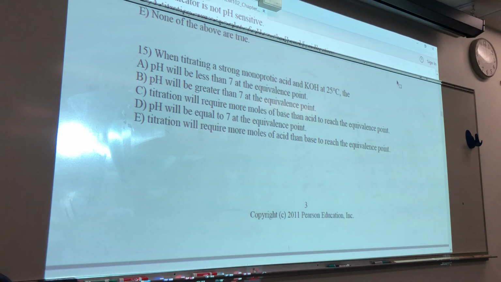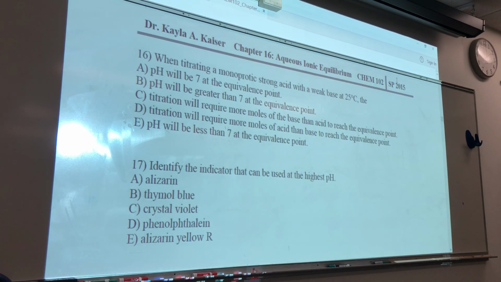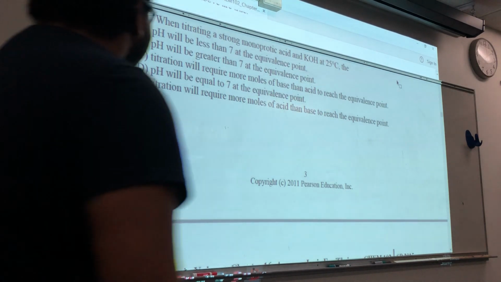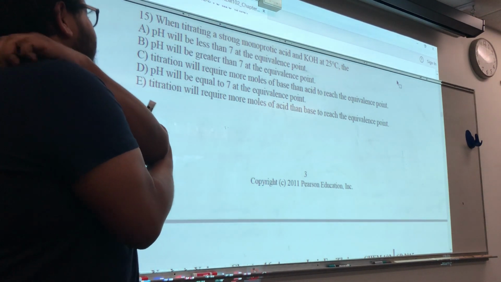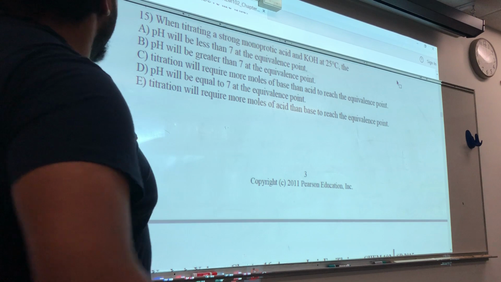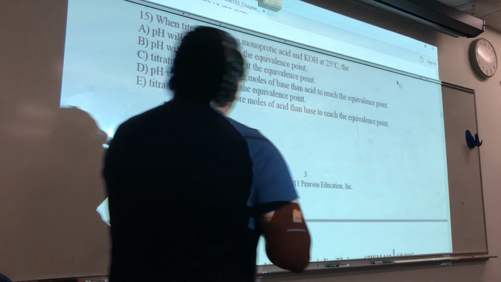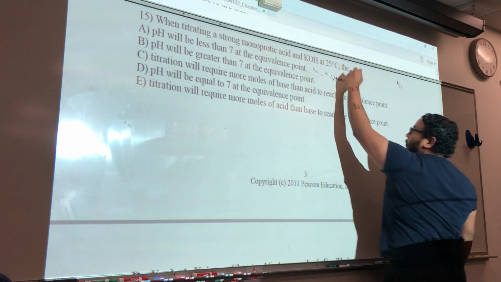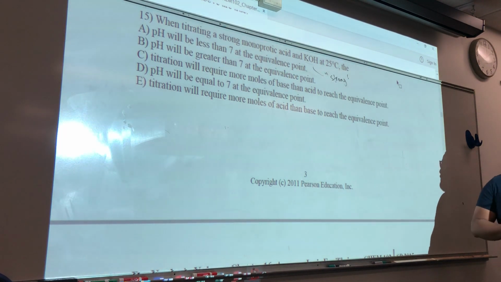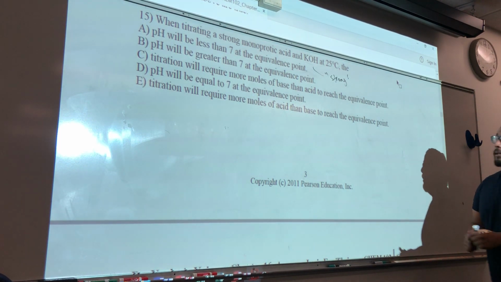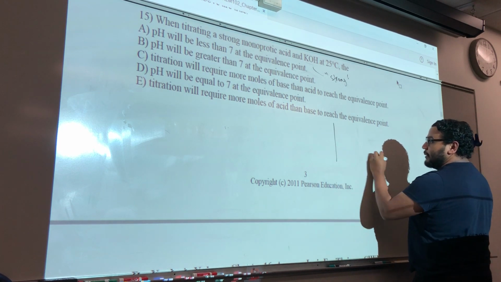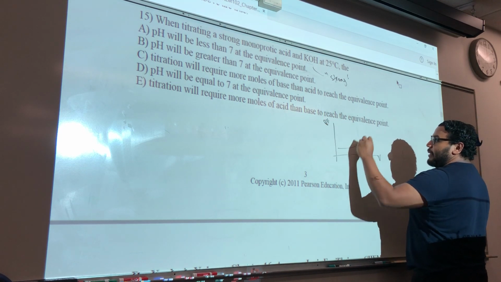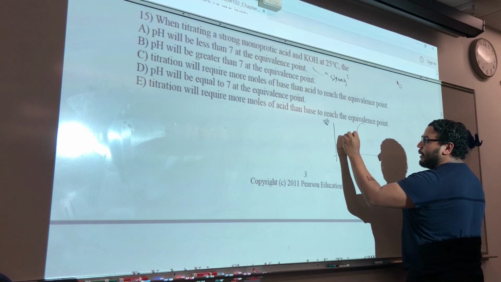When titrating a strong monoprotic acid with KOH, which is strong, just one KOH each, what does the titration curve look like? Both are strong, so it should start low and go up toward 7. So it would be something like that. And at the equivalence point, what would our pH be?